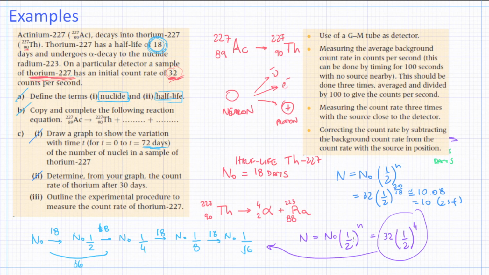So after you've measured your background radiation, you go to the actual thing that you're trying to detect, and then you can measure that and subtract what you've measured before.